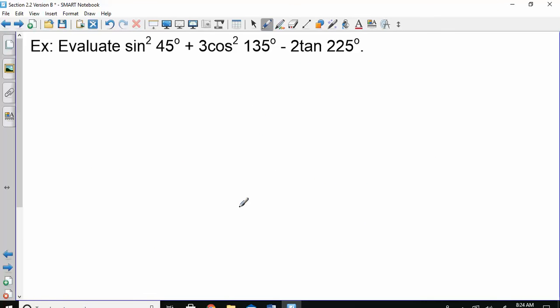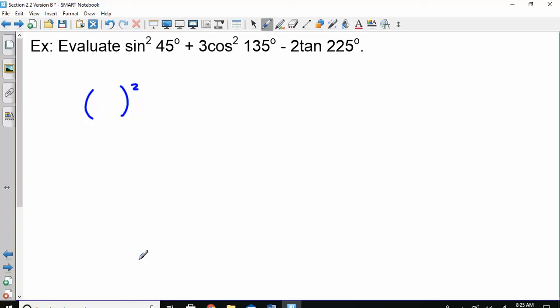Let's do a problem like this. We've done some with all acute angles before. We had some in the last section. So we just have to go through and evaluate each of these pieces. When it says sine squared 45 degrees, sorry, do you want me to let you write that down before I talk? So this means we have to do the sine of 45 degrees and then square it.